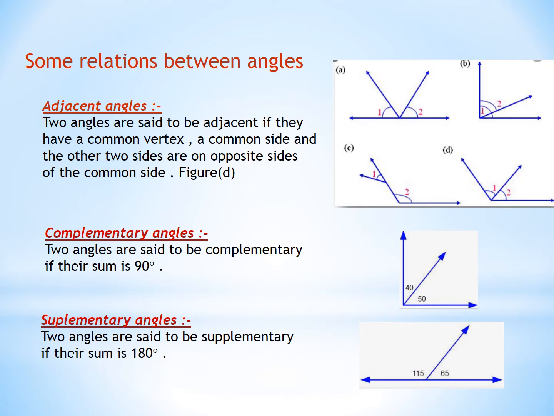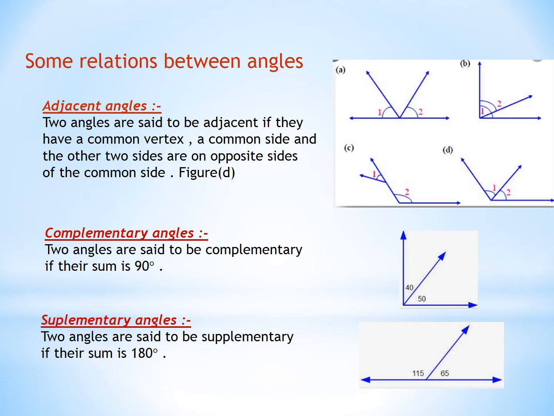Some relations between angles. أول حاجة ناخدها adjacent angles. Two angles are said to be adjacent if they have a common vertex, a common side, and the other two sides are on opposite sides of the common side. هنشوف مع بعض الفيجر A يا ترى بتحقق 3 conditions دي ولا لا. It has a common vertex. اوكي موجود. common side طبعا مش موجود، فما اقدرش اقول ان الانجل 1 والانجل 2 are adjacent angles.